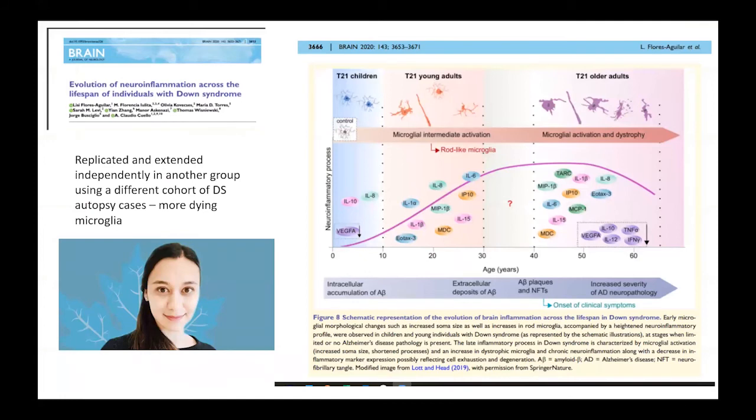And then when Ali and Alex published this study, I was so happy to see that another group independently was essentially doing the same study in another cohort of brains of people with Down syndrome. In Claude Coelho's lab in Montreal, Lici Flores Aguilar did this gorgeous study looking across the lifespan and mapped down a number of pathways.